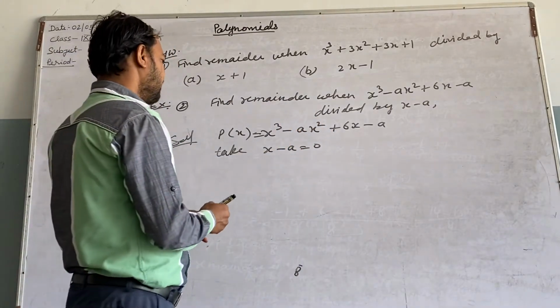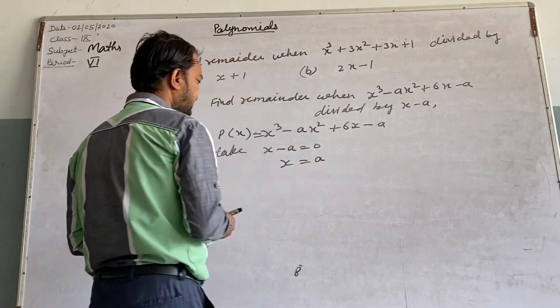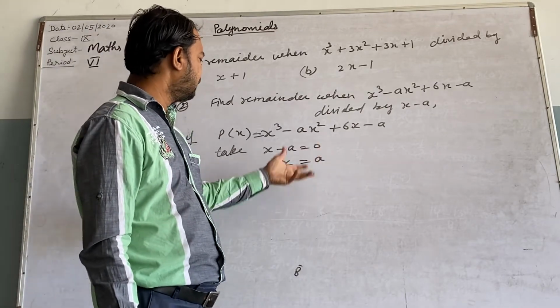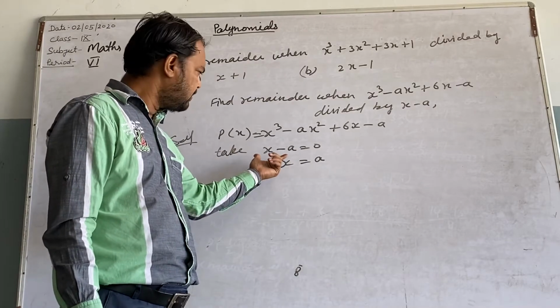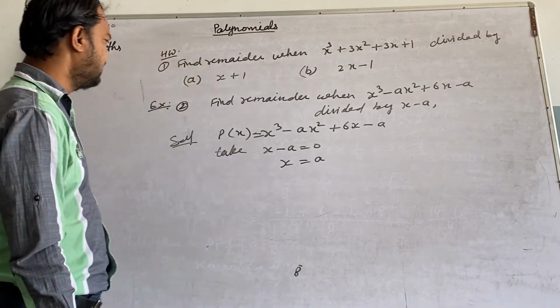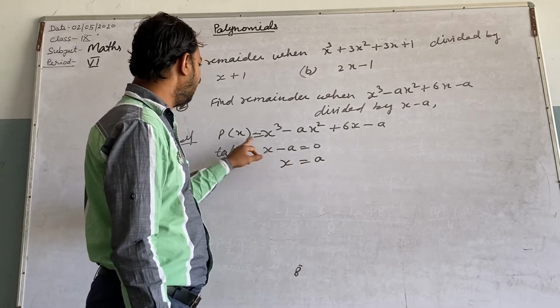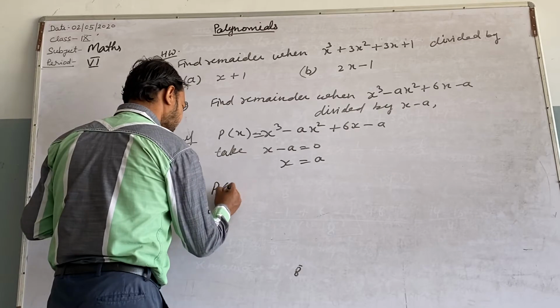Then we simplify it, you can get x equal to a. We simplified it, and what did we find? x equal to a. This a is also called the root or zero of this linear equation x minus a, right? Now put the value of x equal to a in the given polynomial and call it p of a.